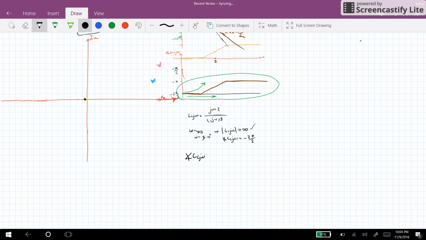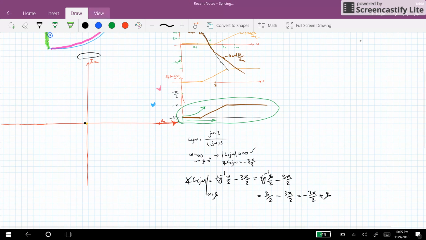And for this, we can refer to the phase of L of j omega, which is equal to inverse tangent of omega over 2 minus 3 times pi over 2, and evaluate it at omega equal to epsilon, where epsilon is a very small value. So we will have inverse tangent of epsilon over 2 minus 3 pi over 2. And since epsilon is very small, we can write it in the form of epsilon over 2 minus 3 pi over 2. Or we will have minus 3 pi over 2 plus some epsilon. So this means that we will start our Nyquist plot from this area. So here we have omega equal to 0 plus.